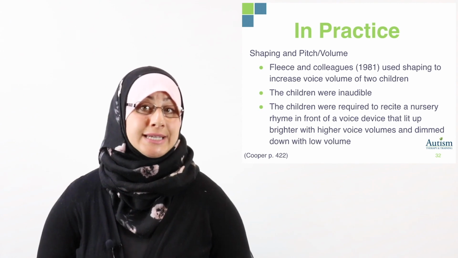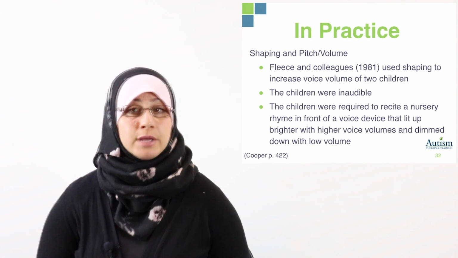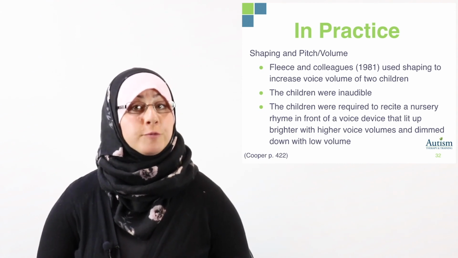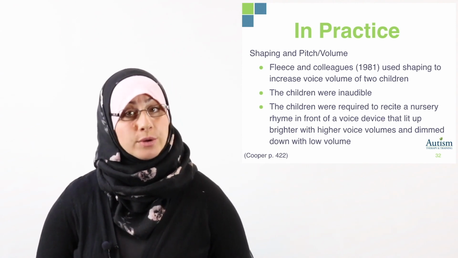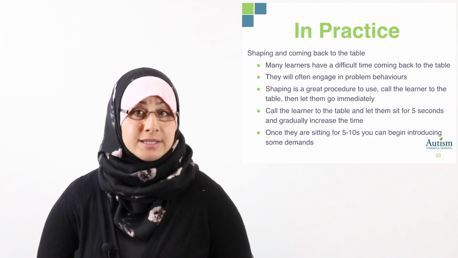Fleece and colleagues in 1981 used shaping to increase vocal volume of 2 children. The children were required to recite a nursery rhyme in front of a voice device that lit up with higher voice volumes and dimmed down with low volume. Shaping can also be used for coming back to the table.